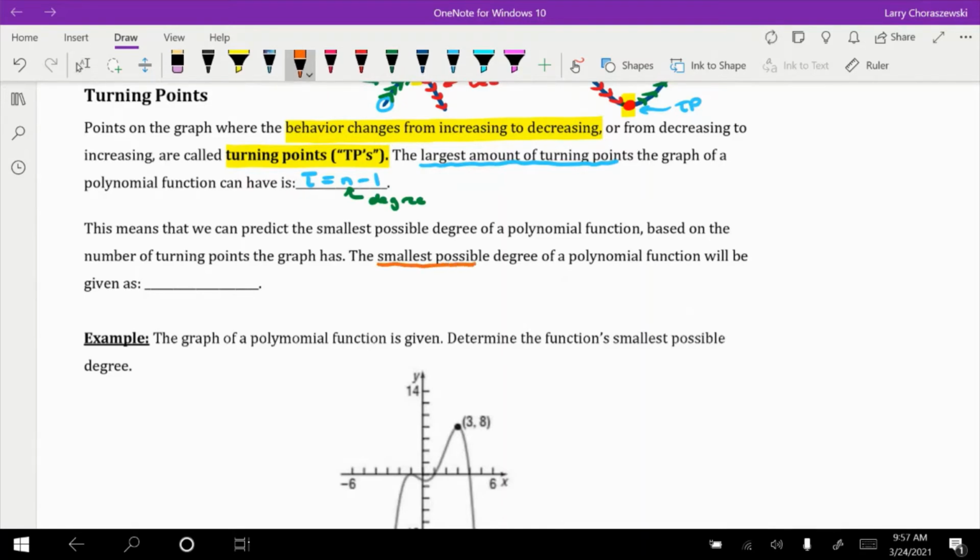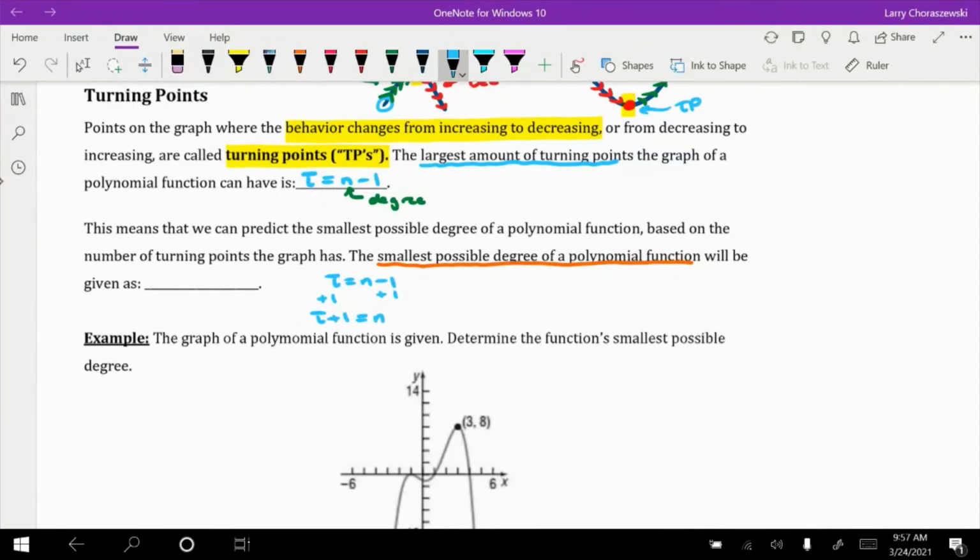The smallest possible degree of a polynomial function is something that we could kind of hone in on based on a graph in conjunction with the number of turning points. So I'm going to take this formula t equals n minus 1, and I'm going to solve for n simply by adding 1 to each side, and we would get t plus 1 is equal to n.